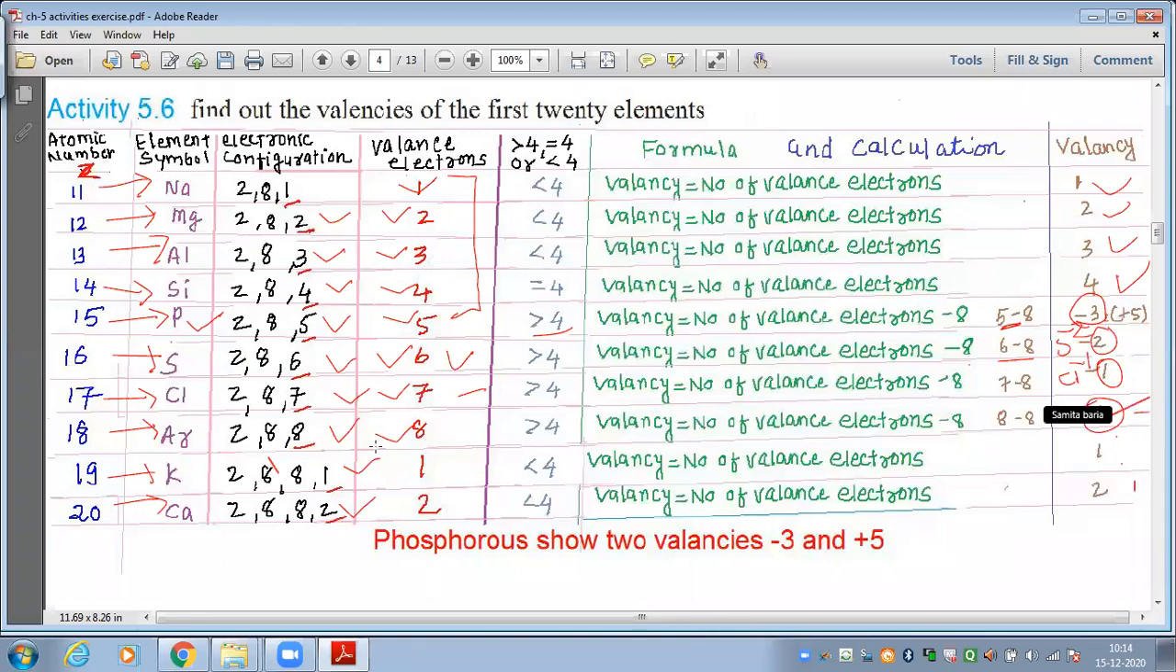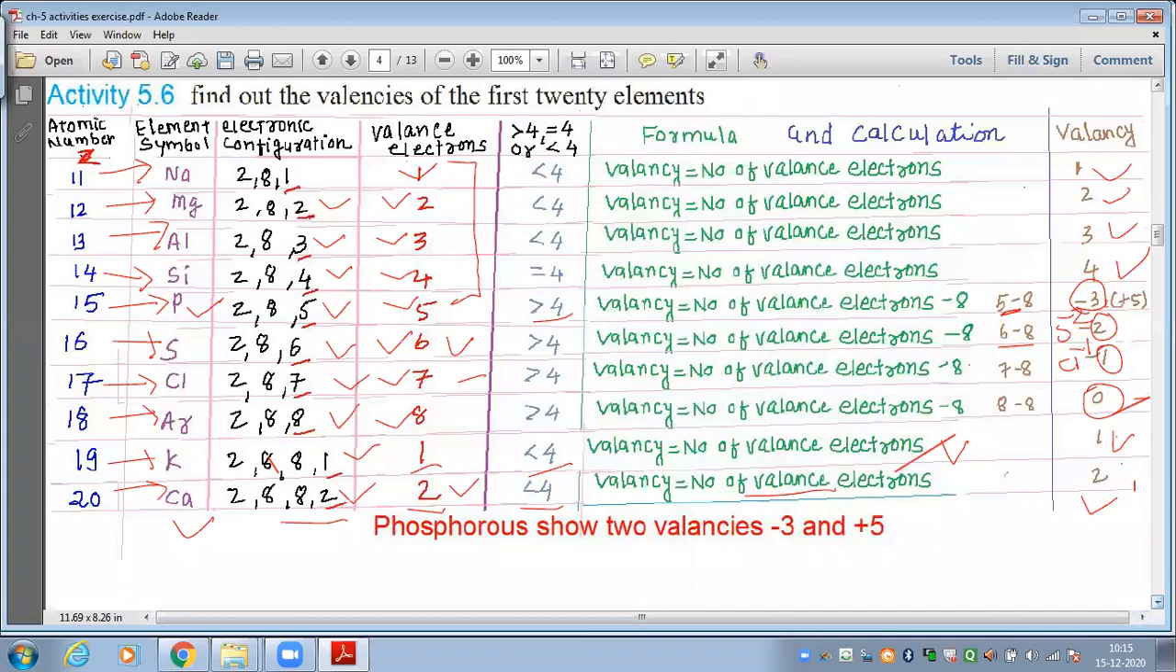Now here, when we look at potassium, it has electronic configuration 2, 8, 8, 1, which is less than 4. So valency is equal to the number of valence electrons, and thus the valency of potassium is equal to 1. Same way, my dear students, when it comes to calcium, the electronic configuration is 2, 8, 8, 2, and that is why the total number of valence electrons is equal to 2, which is less than 4. So valency is equal to the number of valence electrons, and that is why the valency is going to be 2.